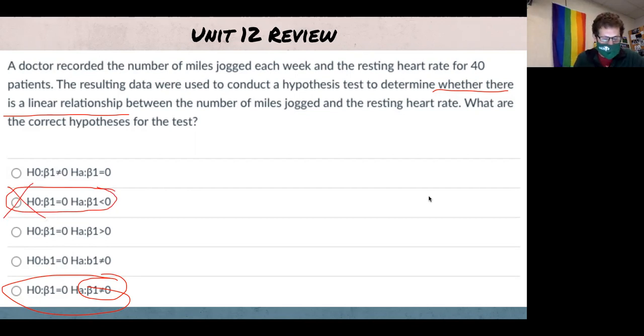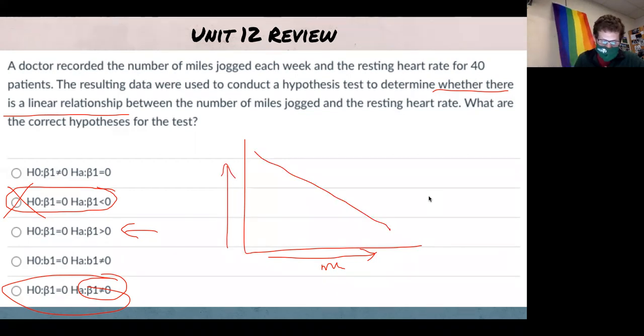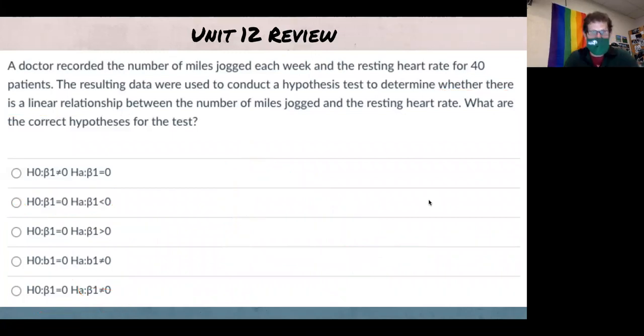I think if you chose this one right here, then maybe let's think: as your miles increase, we would probably expect that person to not have their heart beating as much. So we would expect this kind of relationship, resting heart rate, that is. Okay, enough on this problem.